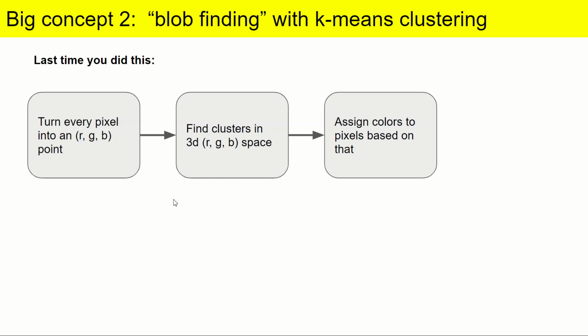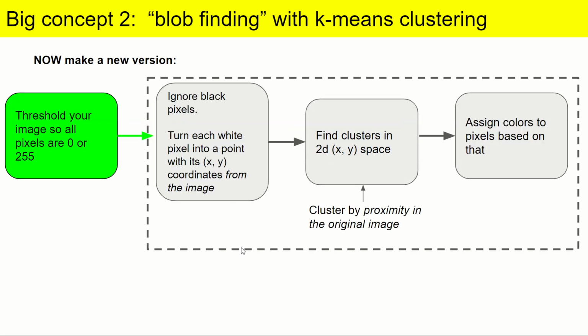So you've already done clustering like this. We're going to turn every pixel in an image into a point in red, green, blue space. And then you're going to find clusters in red, green, blue space, which is a way of saying which colors are close to which other colors. And then you reassign colors based on that. So this is clustering by similarity in color. Blob finding is clustering by proximity in the original image.